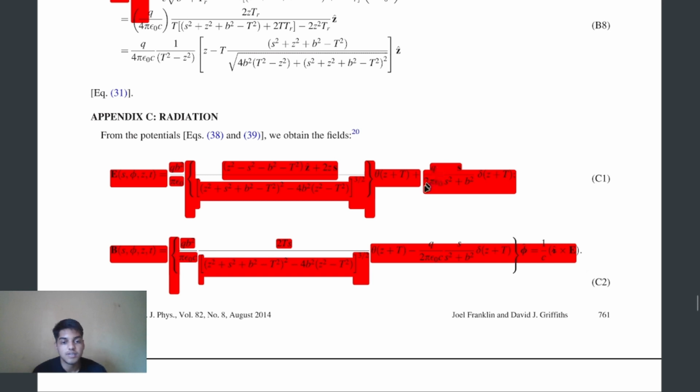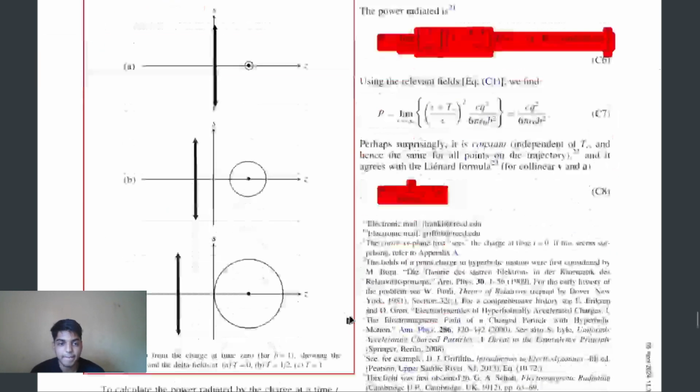Q by 2 pi epsilon naught, s by s square plus b square, delta z plus t, which is the delta function. And the magnetic field is qb square by pi epsilon naught c, which is 1 by c, r vector cross the electric field, with the same delta function and step function.